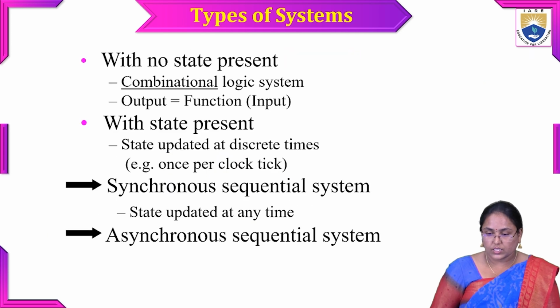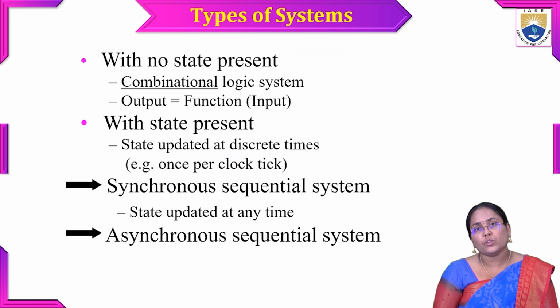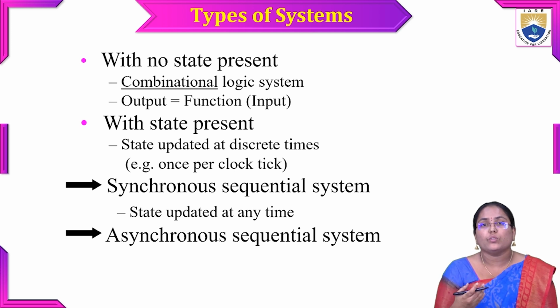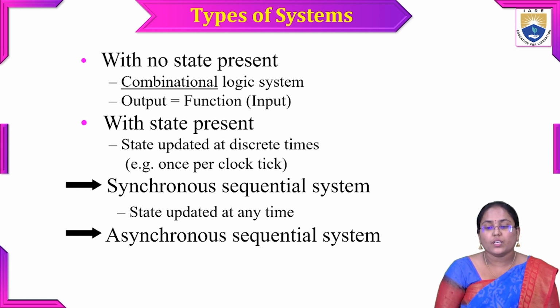Okay, so next, before moving on to the number systems, we should know what the different systems are in digital system technology. Now here we have a system with no state, which doesn't require any state information in it. That is nothing but a combinational logic system.